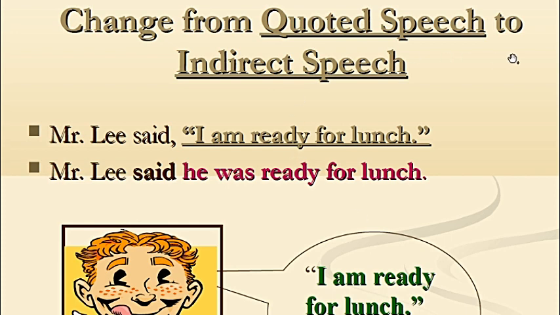Change from quoted speech to indirect speech. Mr. Lee said, I'm ready for lunch. Mr. Lee said he was ready for lunch. It means the sentence I'm ready for lunch is a direct sentence which is used in inverted commas. So you can change it: Mr. Lee said he was ready for lunch. That is indirect. So this is paraphrased.